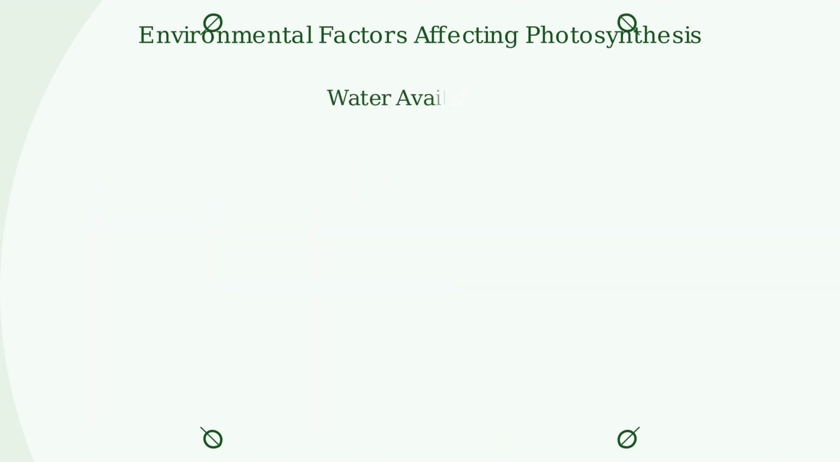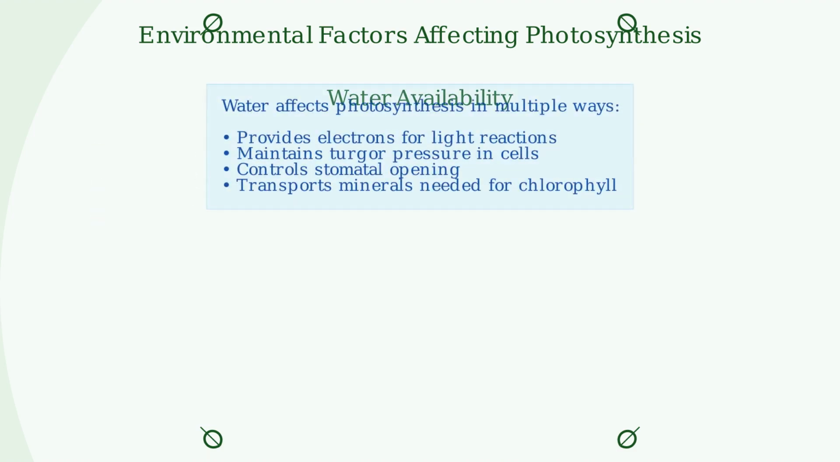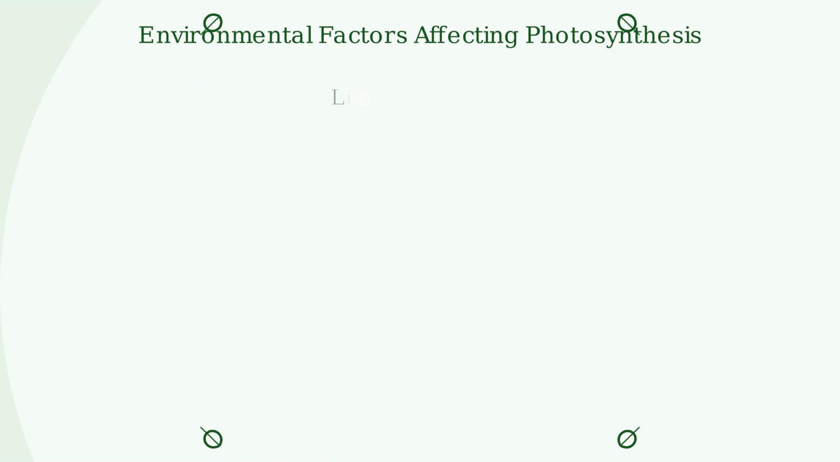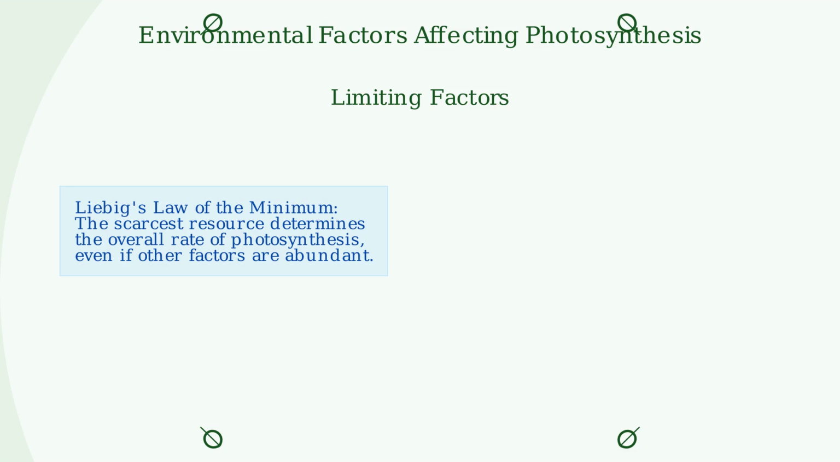Water availability significantly impacts photosynthesis through several mechanisms. When water is abundant, stomata open, allowing carbon dioxide to enter the leaf while oxygen exits. This facilitates efficient photosynthesis. During water stress, stomata close to conserve water, but this also restricts carbon dioxide intake, limiting photosynthetic rate. The concept of limiting factors is crucial for understanding photosynthetic efficiency.